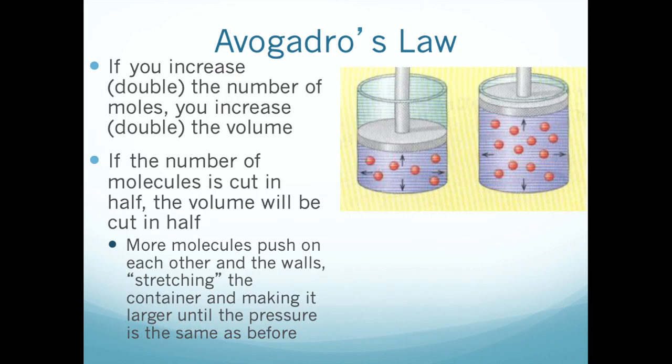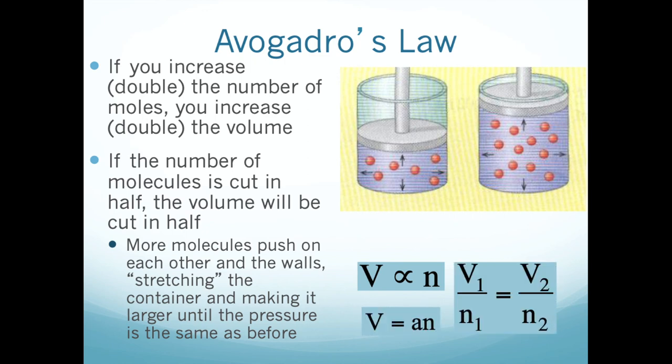Okay, so if you want to visualize this, here we've taken a sample of gas. Assuming we're keeping pressure and temperature constant, if we double the amount of gas, notice that the volume also doubles. If you want to express that mathematically, volume is directly proportional to number of moles, and therefore volume is equal to some constant times number of moles, which means V1 over N1 is equal to V2 over N2.